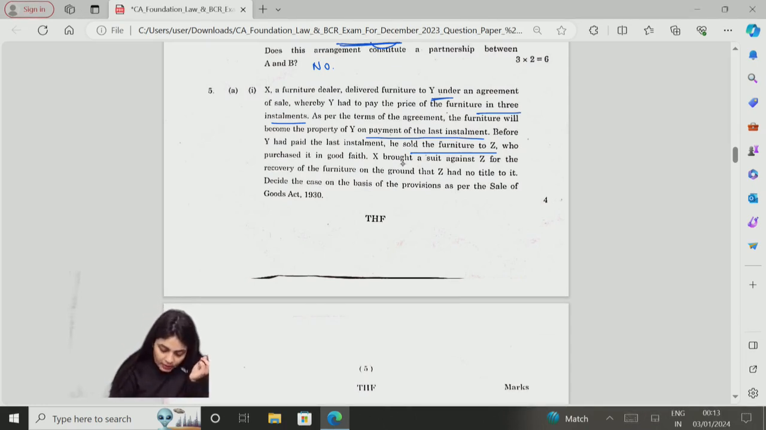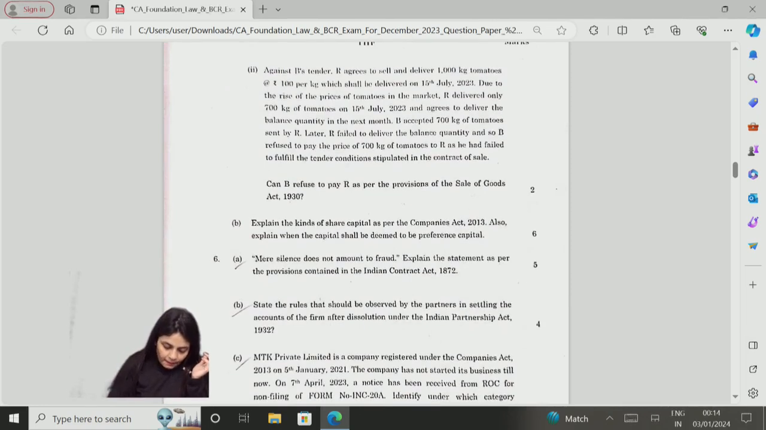Who purchased it in good faith? X filed a suit against Z for the recovery of the furniture. Can he recover? No, on the grounds that Z has no title to it. Discuss the case on this basis. So it's an agreement to sell. And in case of an agreement to sell, even if the buyer has the, so basically nemo dat rule, a sale by a person in possession before sale is absolutely valid.